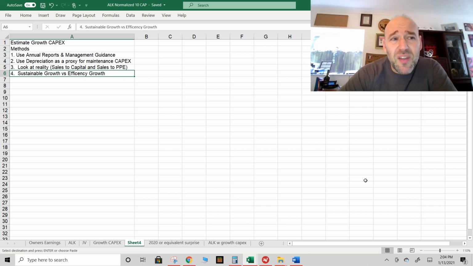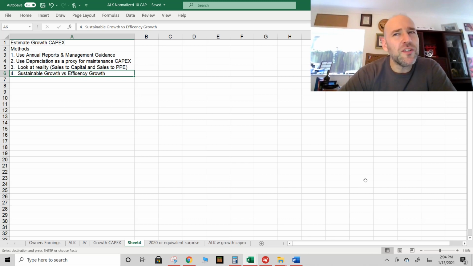So I can improve growth by efficiency. I can use the assets I already have, and I can be more efficient with it to grow. But you can only do so much of that. You can only be so efficient before you can't be anymore. And a lot of times, you can often be less efficient.